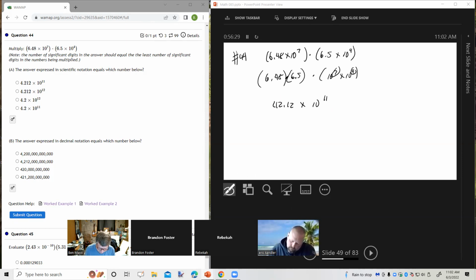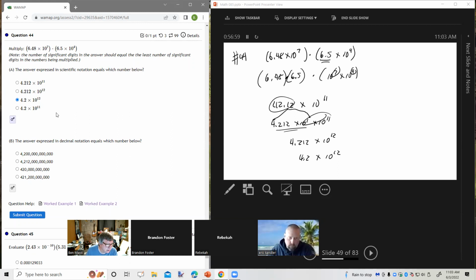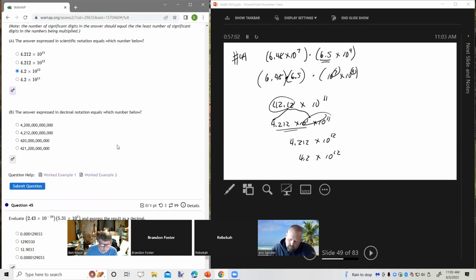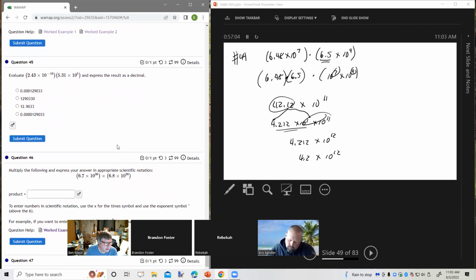Let's see, expressing the answer in scientific notation. So this is going to be 4.212 times 10 to the 1, and then times 10 to the 11th power, because this, written in scientific notation, would look like that. So 4.212 times 10 to the 12th power. But our least number of significant digits is 2, so it's going to be 4.2 times 10 to the 12th, which is right there. Okay. And again, we're not going to do part B. 45 coming up.